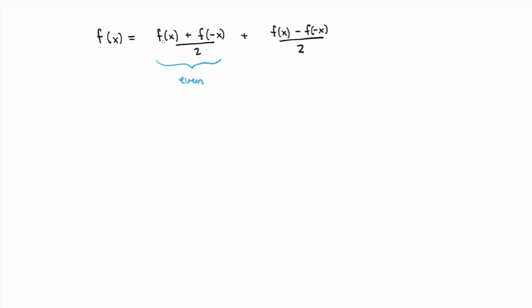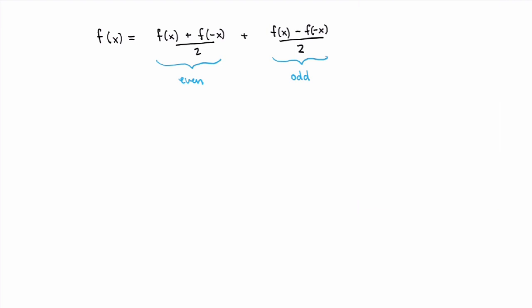But the key point here is that the first expression is now an even function, because if I send x to minus x, I get the exact same expression, while the second one is an odd function, because if I send x to minus x, then I get the same expression with an overall minus sign. So what I've done here is I've rewritten any function f of x as a sum of an even and an odd function. All right, this is pretty cool.